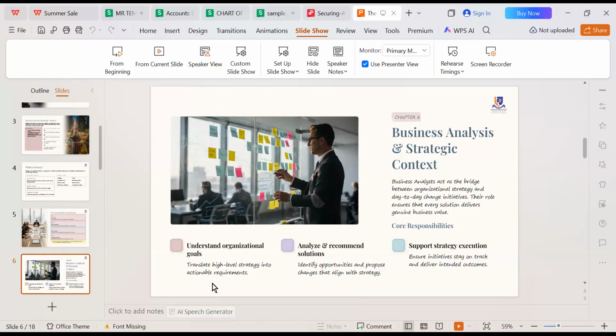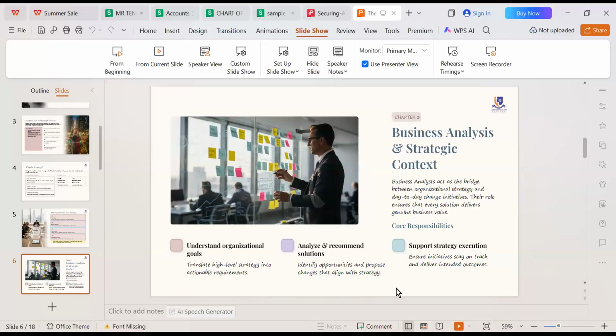Understanding that spans from how you translate high level strategy into actionable requirements. Requirements, we can't do without them. We ask the right questions. We get to understand, because you can't profile a solution for a problem you don't understand. Organizational goals are easier said than done; achieving them is another part of it. When you understand their goal as a BA, you can translate that strategic goal to actionable requirements by putting together what should be done, how it should be done, when it should be done, and all of that. We need to be able to identify opportunities and propose changes that align with their goals. Are we good?